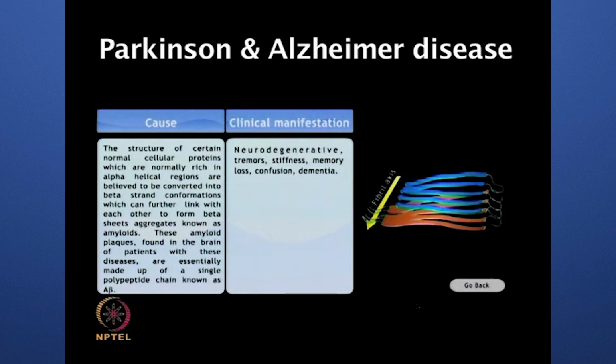Parkinson's and Alzheimer's disease. The structure of certain normal cellular proteins, which are normally rich in alpha helical regions, is believed to be converted into beta strand conformations, which can further link with each other to form beta sheet aggregates known as amyloids. These amyloid plaques, found in the brains of patients with these diseases, are essentially made up of a single polypeptide chain. The clinical manifestations include neurodegeneration, tremors, stiffness, memory loss, confusion, dementia, etc.